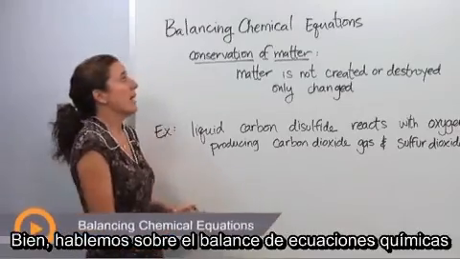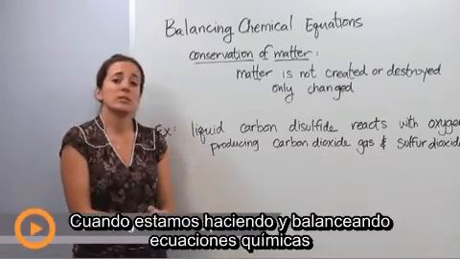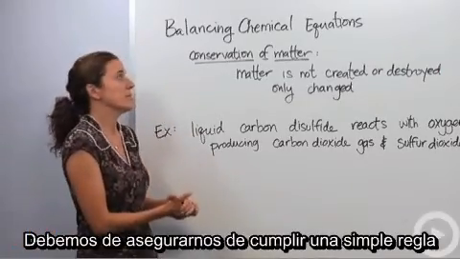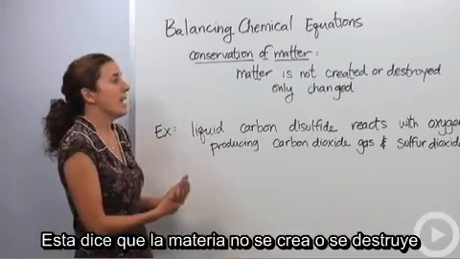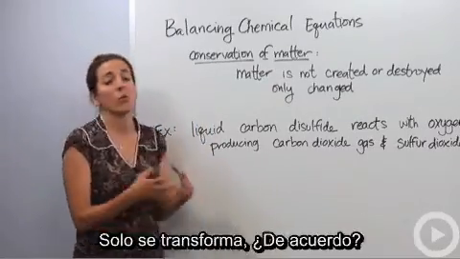All right, so let's talk about the balancing of chemical equations. We're dealing with chemical equations and balancing them. We have to make sure we adhere to a simple rule, and that's the conservation of matter. You might know it as the conservation of mass. That is saying that matter is not created or destroyed, it's only changed.